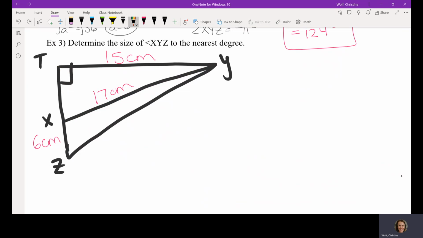So this right here isn't a right triangle. You see what I mean? There's no right angle in it. But look at what angle we're looking for. We're looking for angle XYZ.